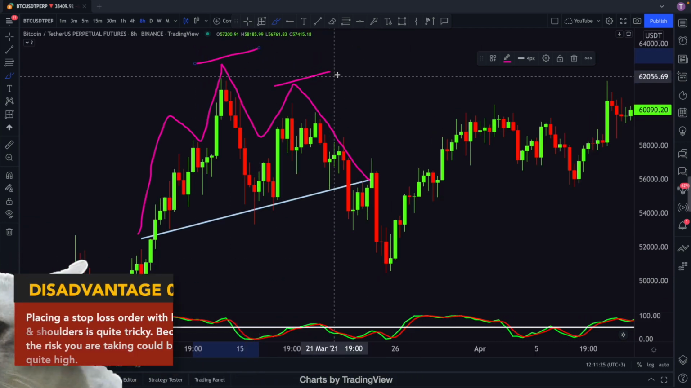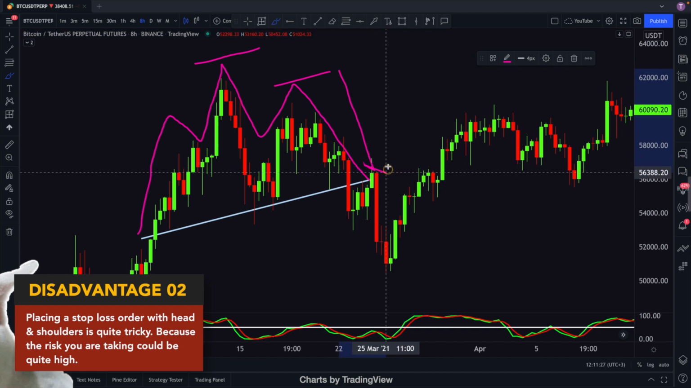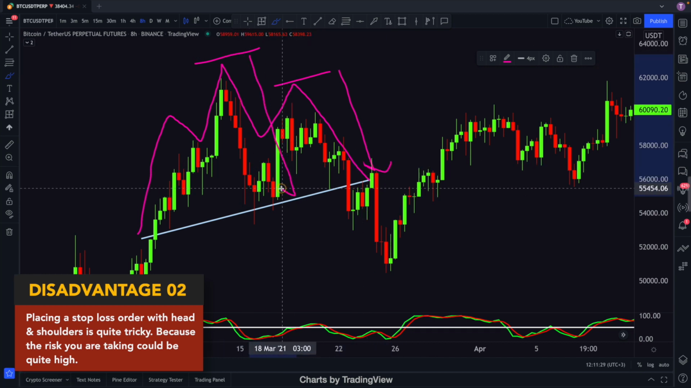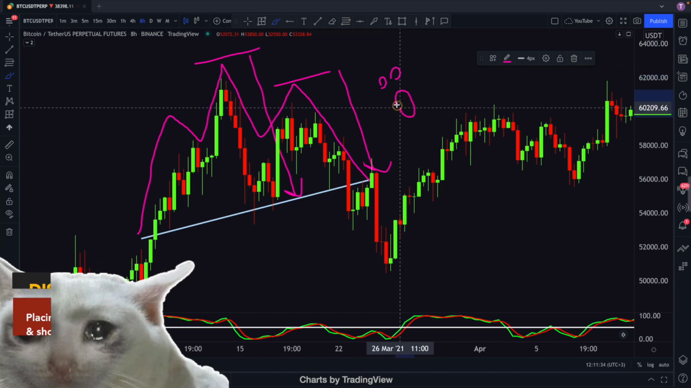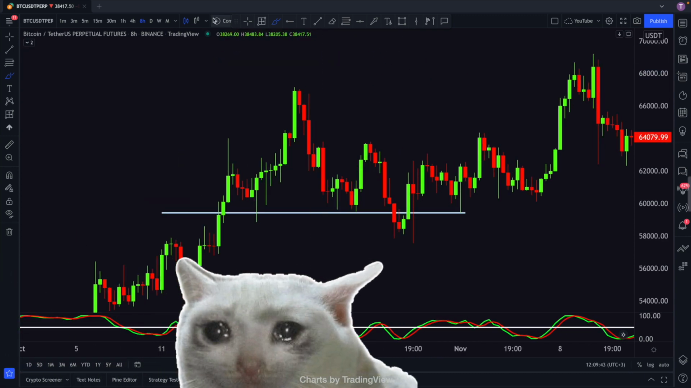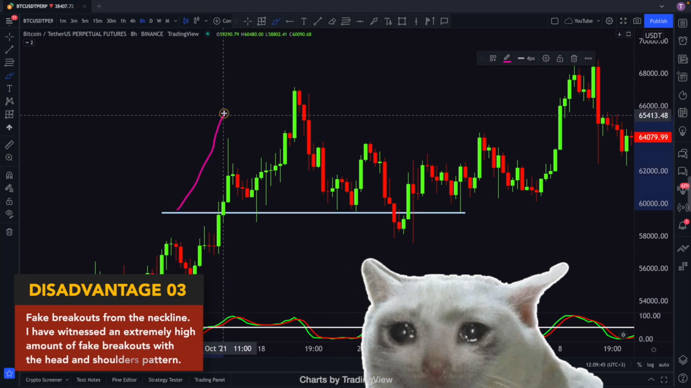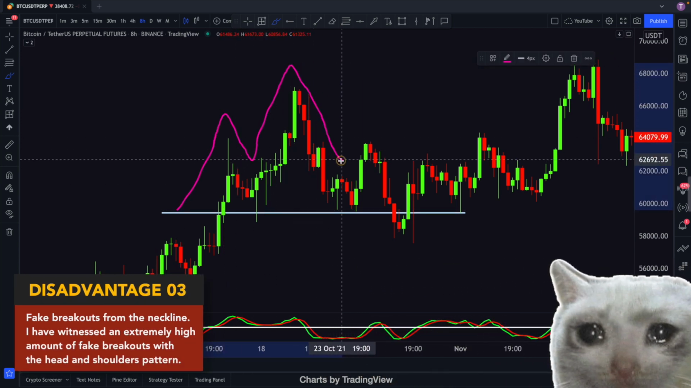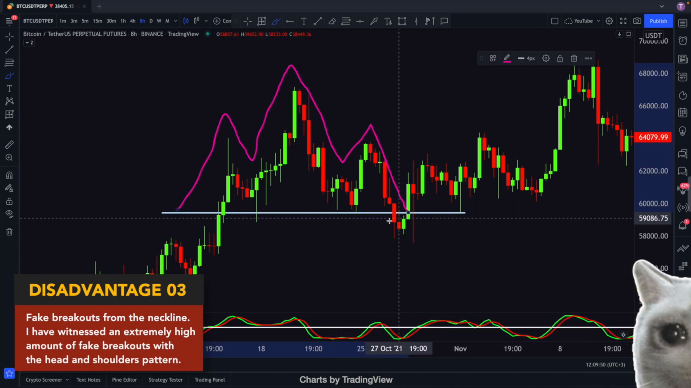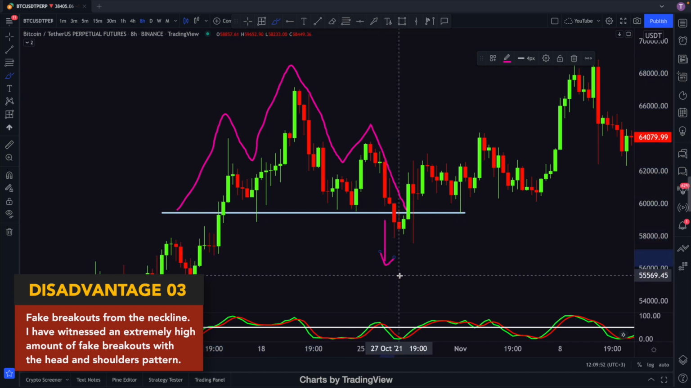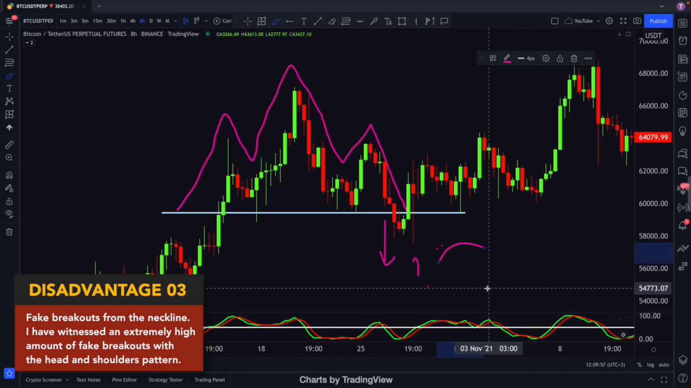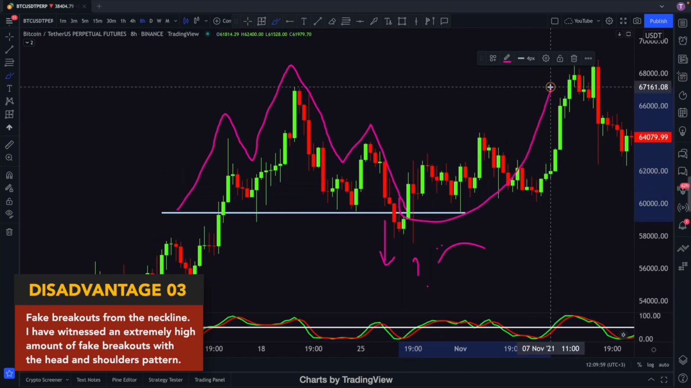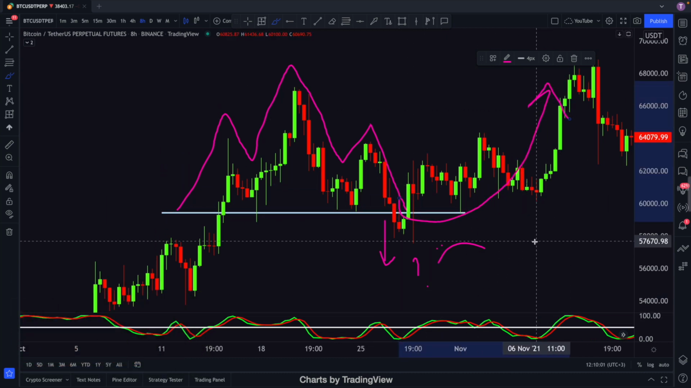Placing a stop loss order with the head and shoulders is quite tricky, because the risk you are taking could be quite high. You should be really careful where you are placing your stop loss orders. 3. Fake breakouts from the neckline. I have witnessed an extremely high amount of fake breakouts with the head and shoulders pattern. If you're scalping with the head and shoulders, you can ride the quick breakouts. But if you are swing trading, it makes you lose money.